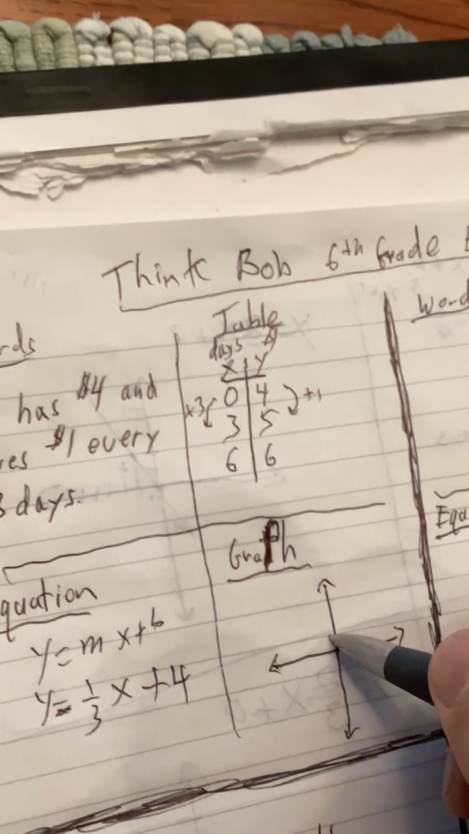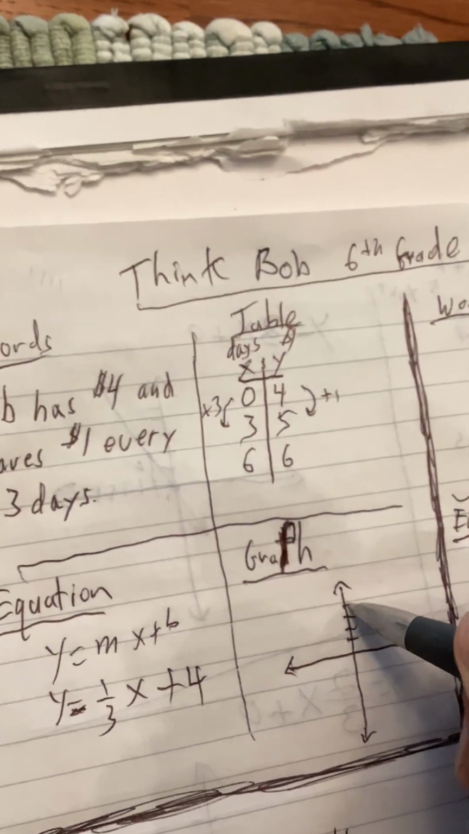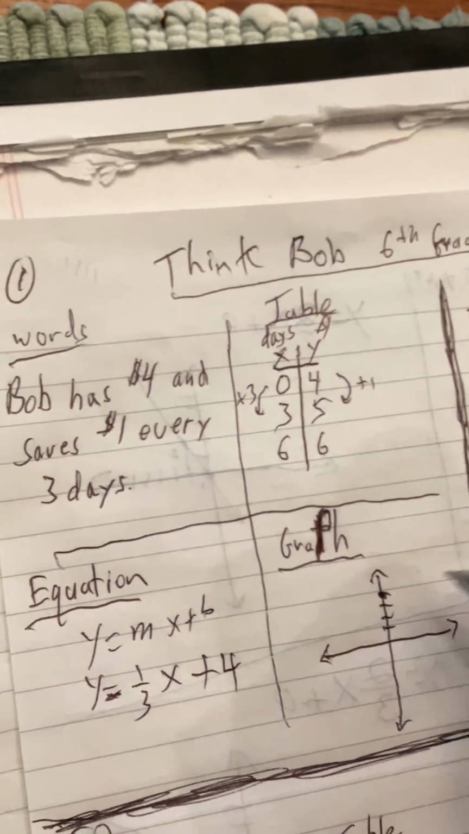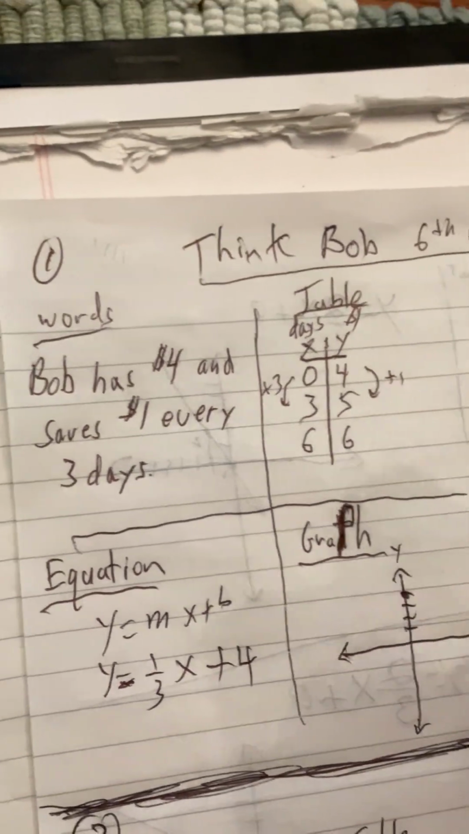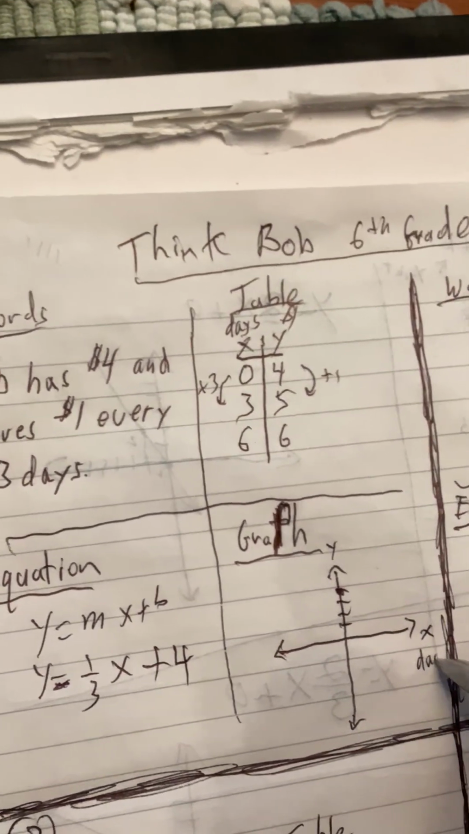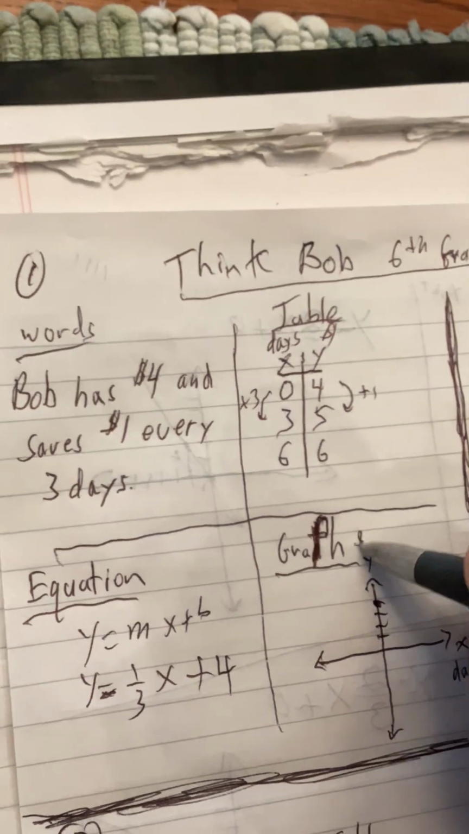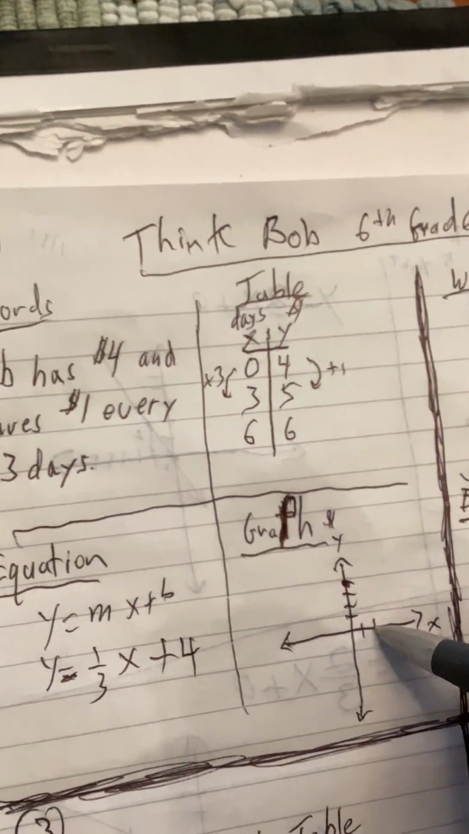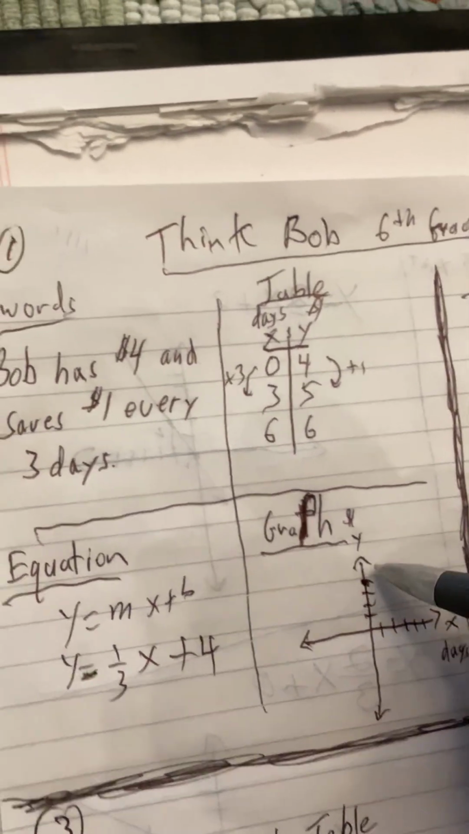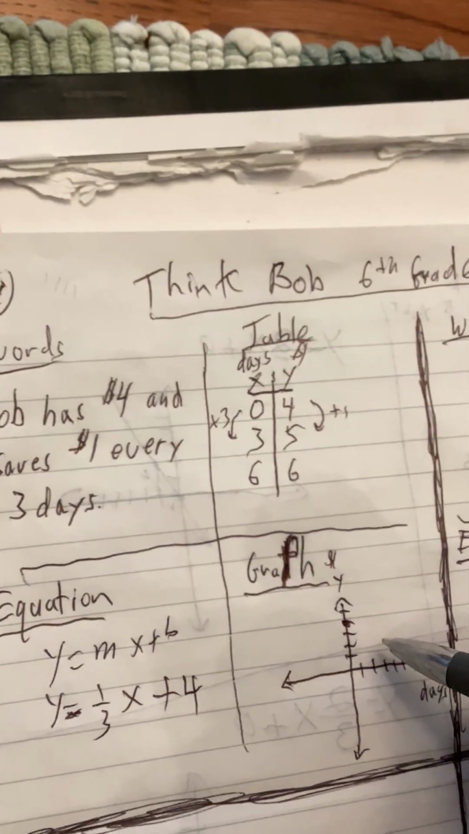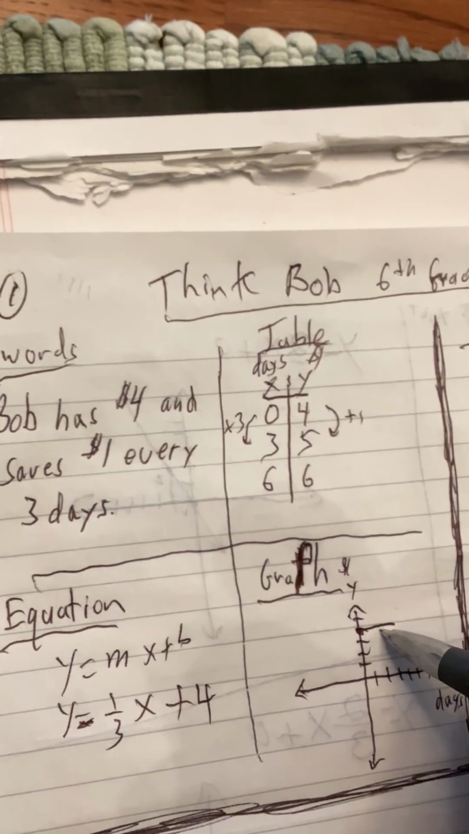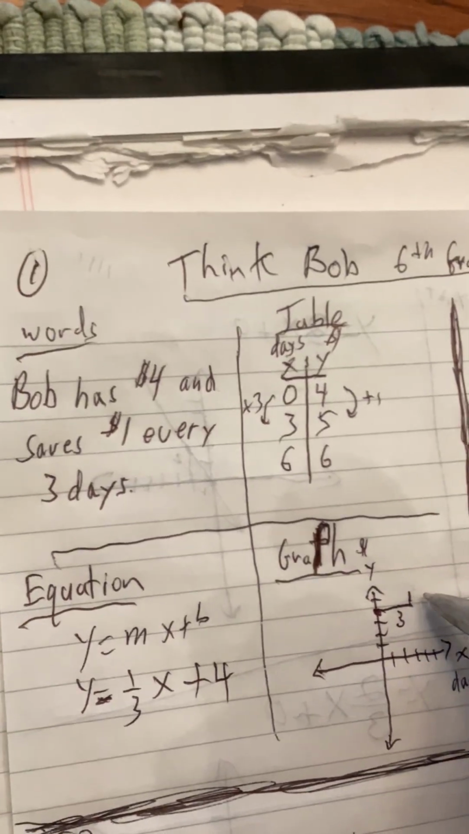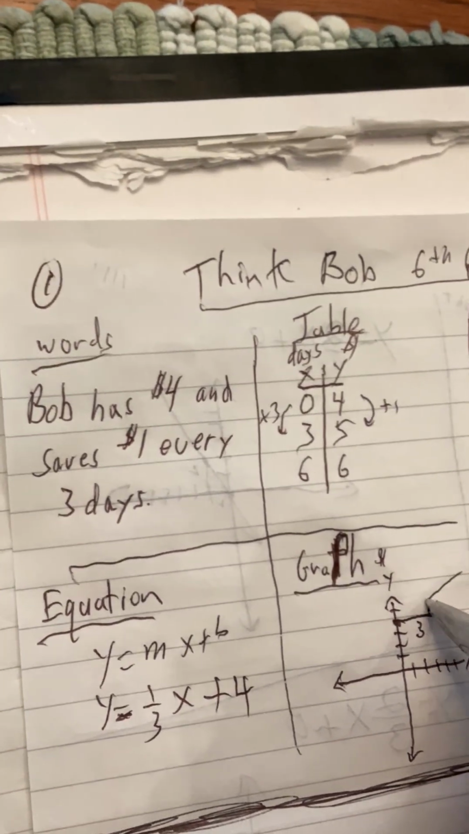And so here, 1, 2, 3, 4, I'm starting with 4. And here's my x and y, which are my days and dollars. So 1, 2, 3, 4, 5. It looks like I'm going to go over 3 and up 1. And here's my line.